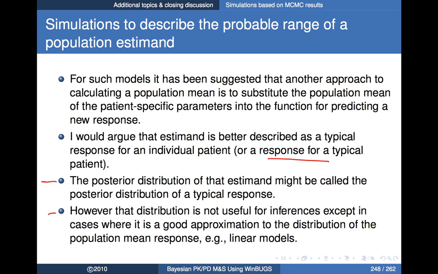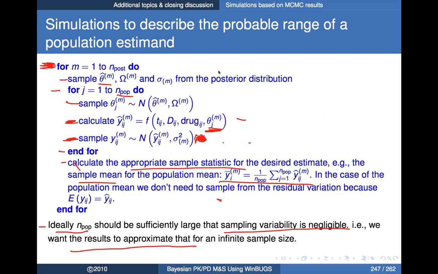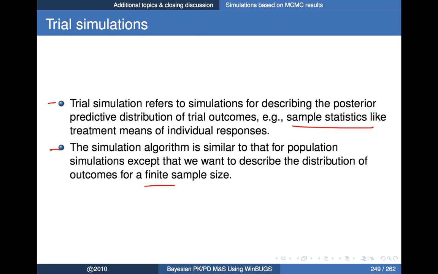So going back to the algorithm here, the big difference is typically that at this step, where I have npop, where I want it to be very large in the case of a population simulation, for a trial simulation npop will now be whatever sample size you plan to use in the clinical trial. So you actually want the distributions of the outcomes to reflect the sampling variability that occurs from using those finite sample sizes. So that in many ways is a core difference when we're talking about trial simulations.